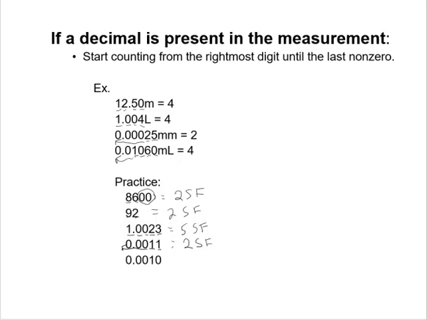The last example is pretty similar to the one we just did. This 0 is going to be significant because you have this 1 right here in front of it, but all these other zeros are going to be insignificant. So you're going to have 2 significant figures.